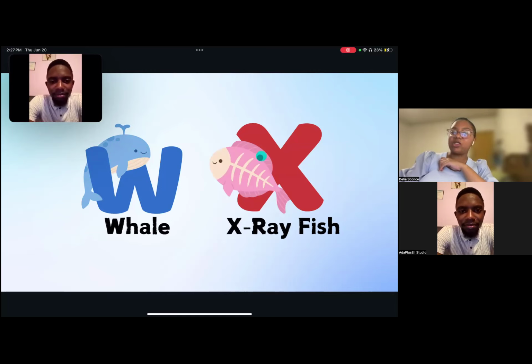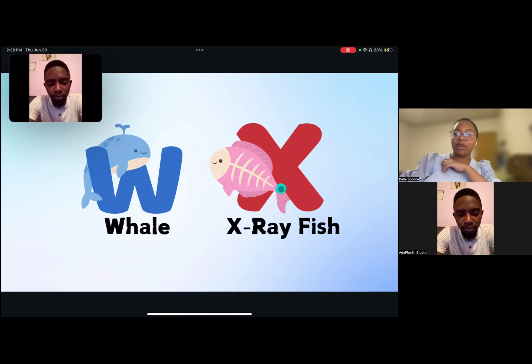Now we see the X-ray fish. This one is not a very common fish, found in the deep parts of the ocean. If we know of X-ray, we can see through this fish, so you can see its skeleton. That is its skeleton and its bones. And this X-ray fish is pink.